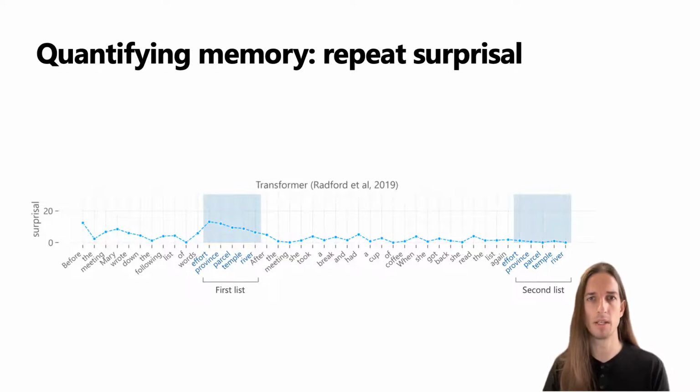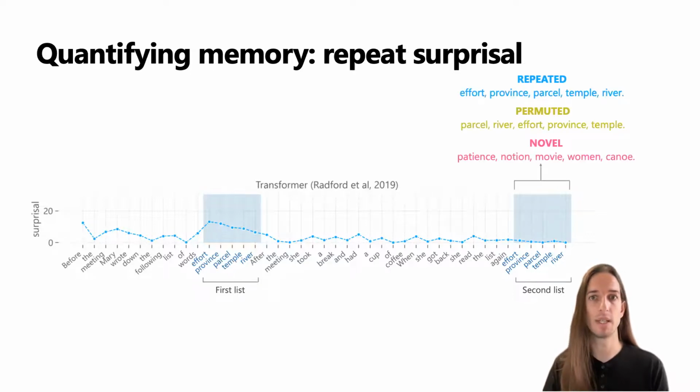To get a better understanding of the nature of these memory representations, the second list was either repeated, testing for the basic memory effect, permuted, testing for the effect of word order, or novel, to make sure that the model was indeed retrieving the first list from context and not, for example, memorizing it from the training set.